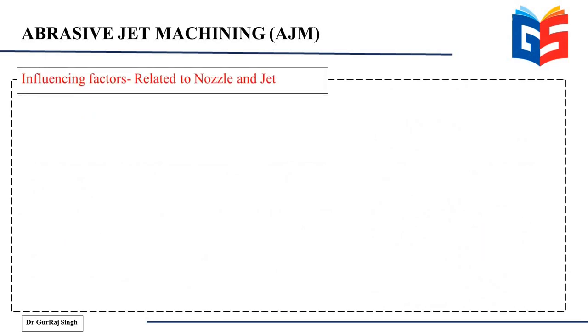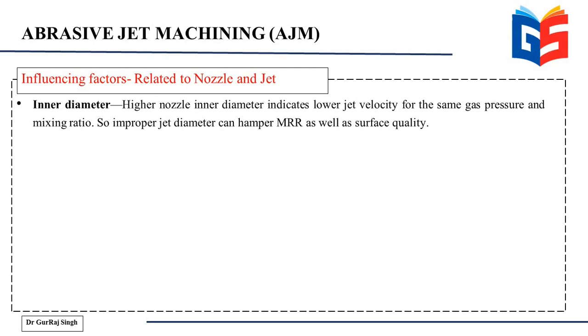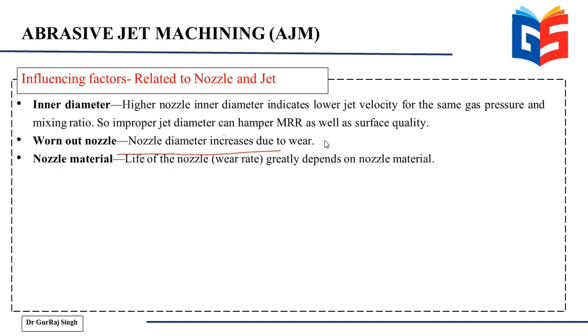Next we have the factors related to nozzle and the jet. First of all, the inner diameter of the nozzle indicates the jet velocity for the same gas pressure and the mixing ratio. So an improper jet diameter can hamper the MRR as well as the surface quality. Then in case of a worn out nozzle, obviously your nozzle diameter increases due to wear, and as a result your surface quality tends to come down.